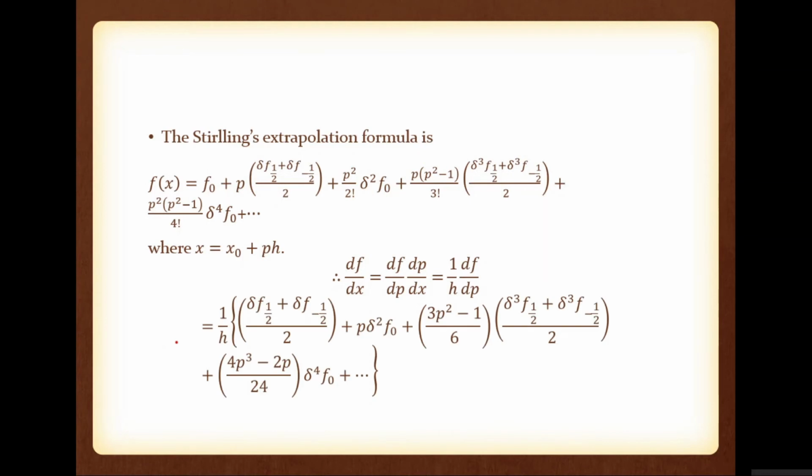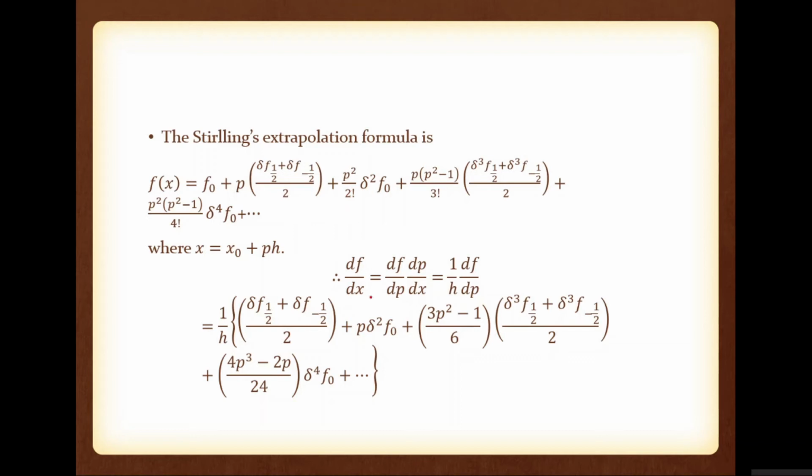So we have df by dx equal to 1 by h into, in curly bracket, derivative of f0 is 0. So that is not written here. Now derivative, this is constant. So derivative of p is 1. So 1 into this one, that is (θf1/2 + θf−1/2) divided by 2, plus the derivative of this term is 2p divided by 2.